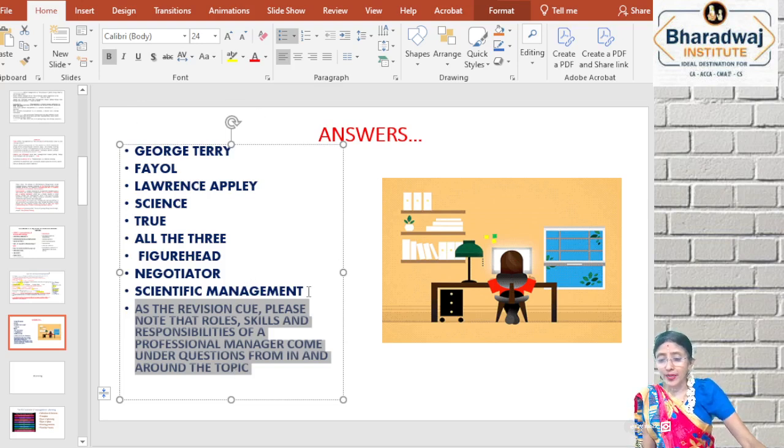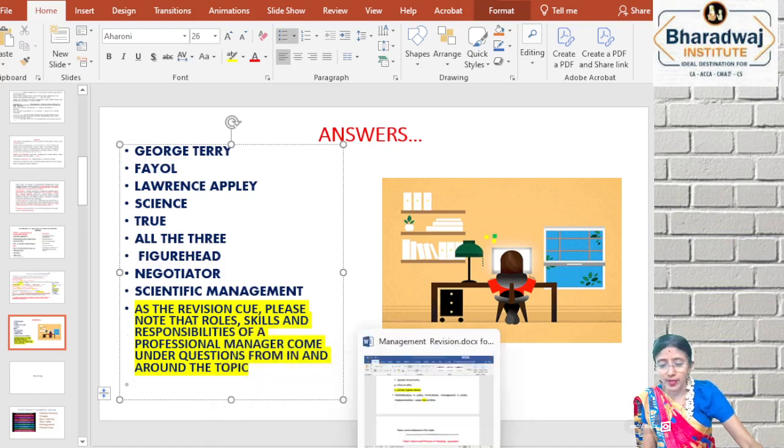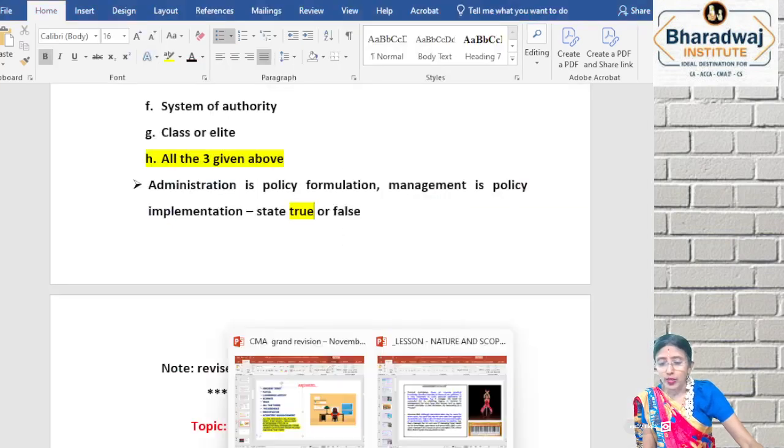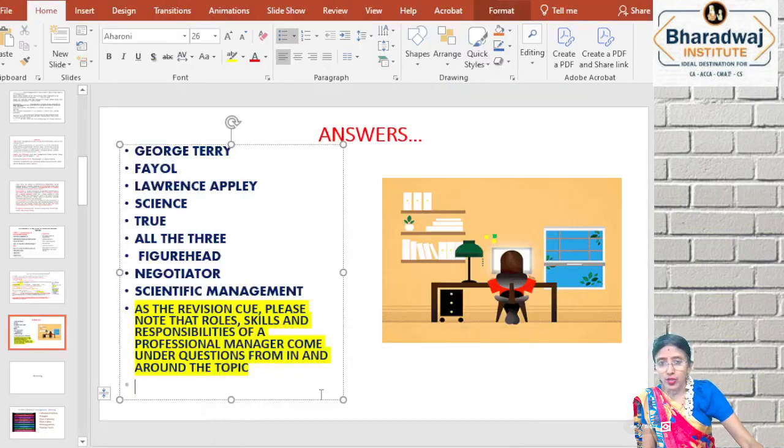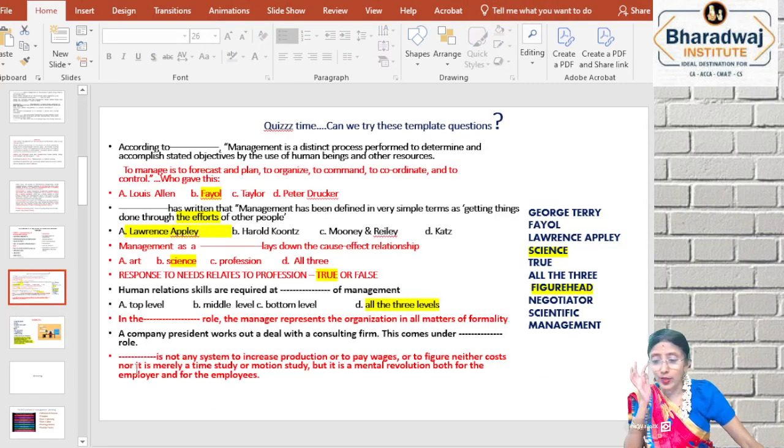So for in and around the topic, okay, I have highlighted that also. Please note that it is there, very much given to you. Are you clear? Yes or no? For in and around the topic, it is very important. That's where this question comes.